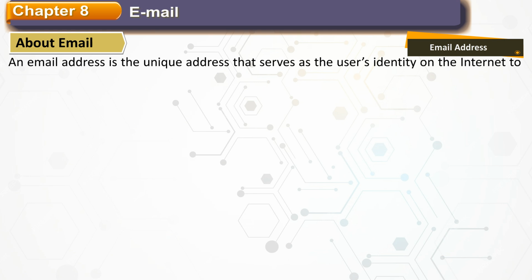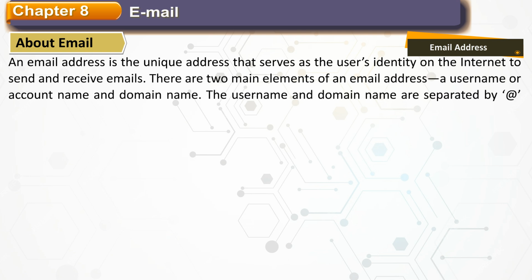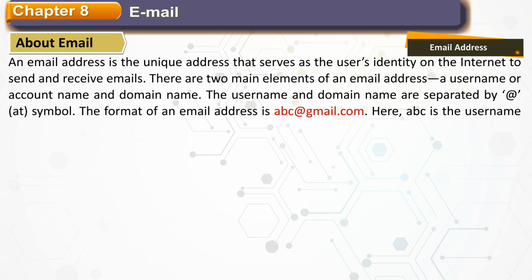Email address. An email address is the unique address that serves as the user's identity on the Internet to send and receive emails. There are two main elements of an email address: a username or account name and domain name. The username and domain name are separated by the @ symbol. The format of an email address is abc@gmail.com. Here, abc is the username and gmail.com is the domain name.